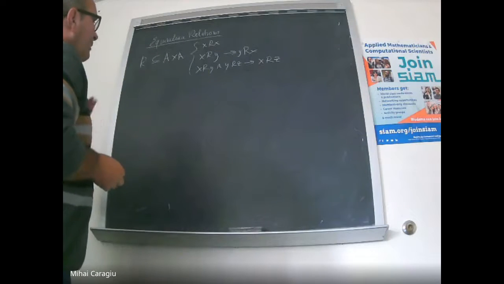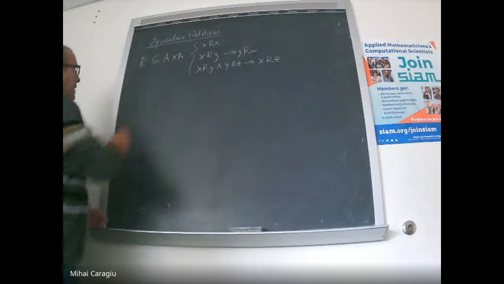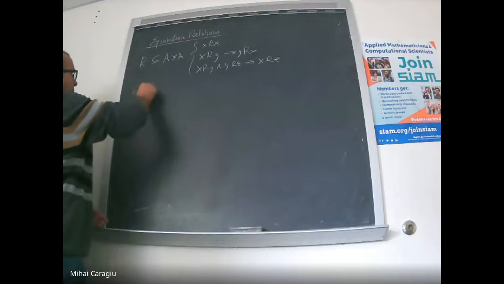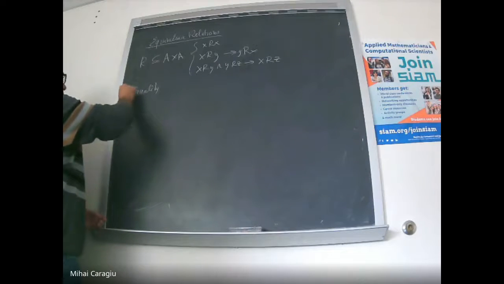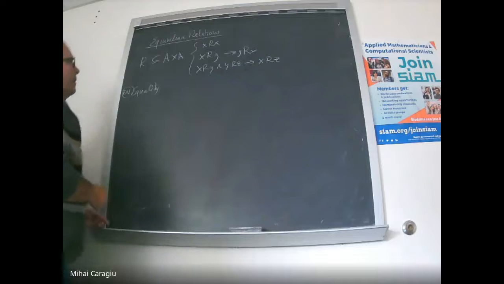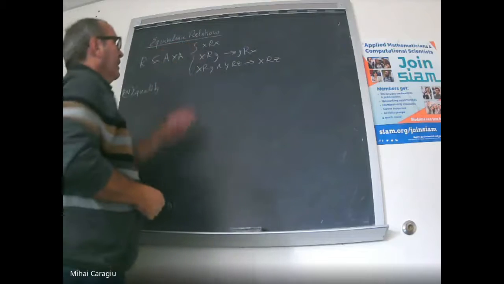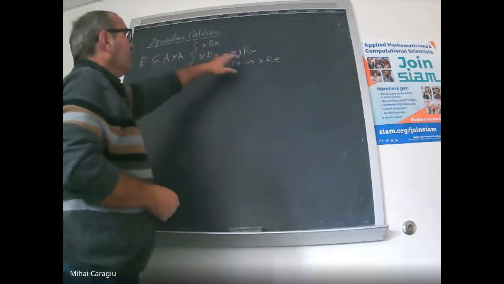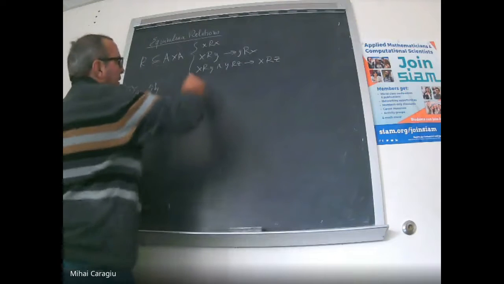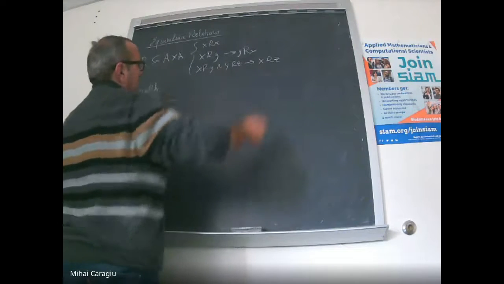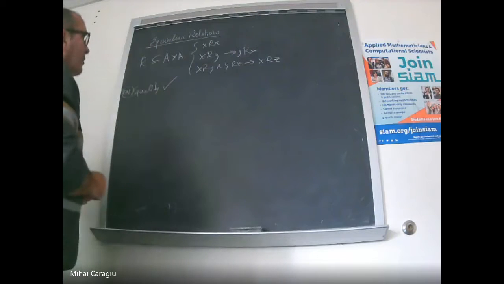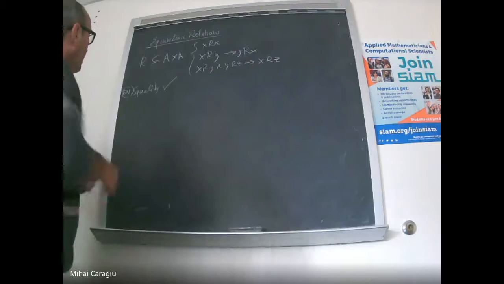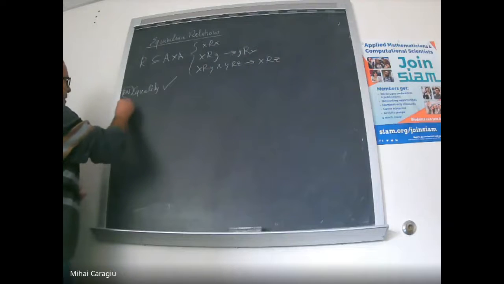One very easy, even trivial example is equality. So this is example 1. x equals x. For every x and y, if x equals y, then y equals x. Then if x equals y and y equals z, then x equals z. So equality is clearly an equivalence relation. Let's do another example, example 2.